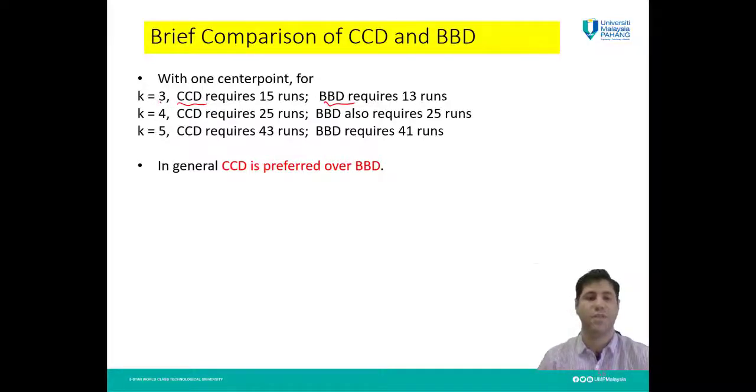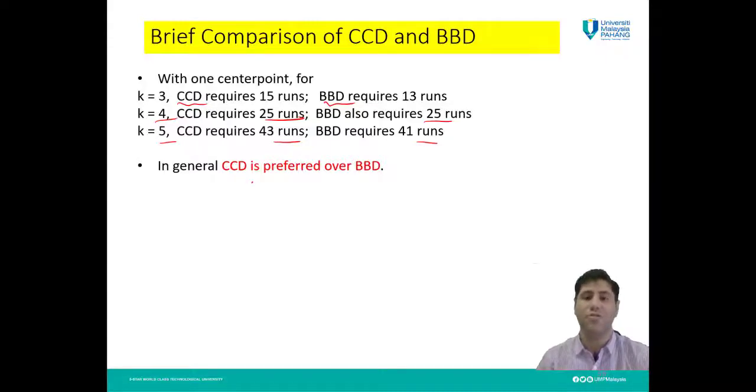As you can see here, in an experiment with three factors, we need 15 runs with CCD design, and we need 13 runs with BBD design. And you can see also for four factors, again, the number of runs for BBD is lower, but for 5 and higher, the number of runs which is required for CCD design is higher than BBD.